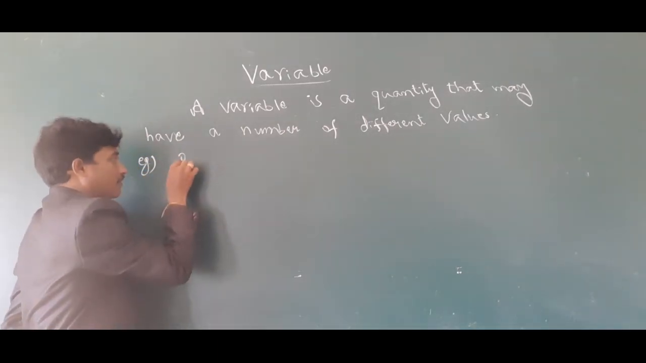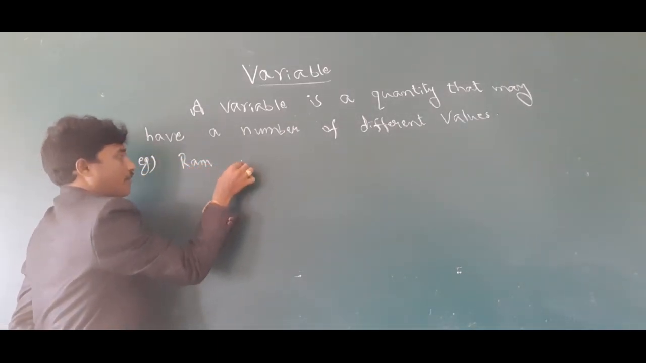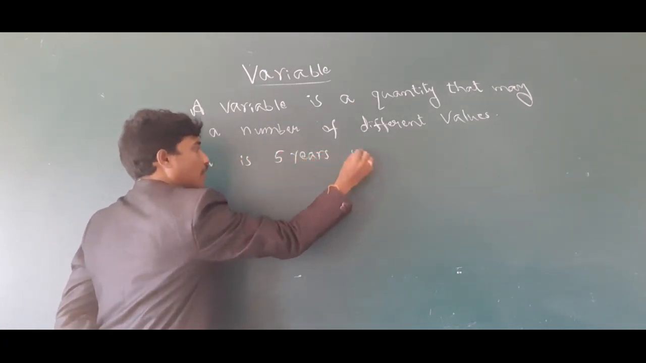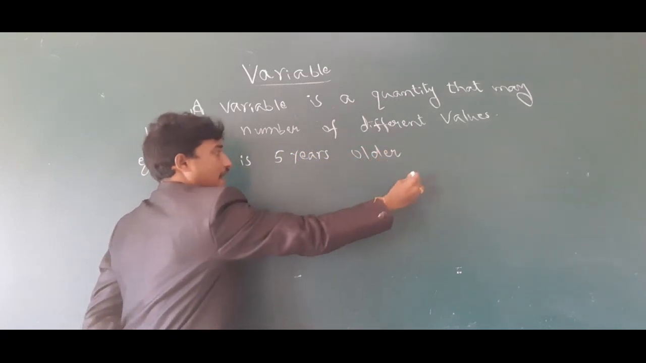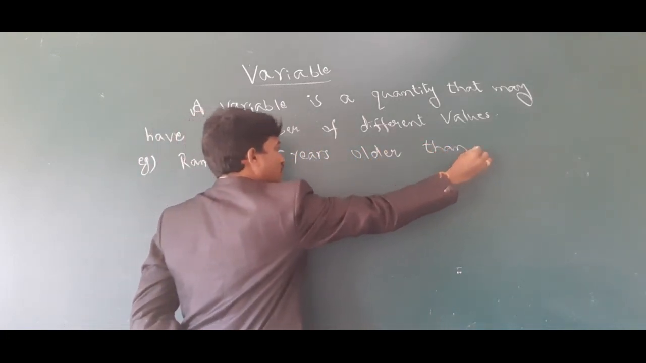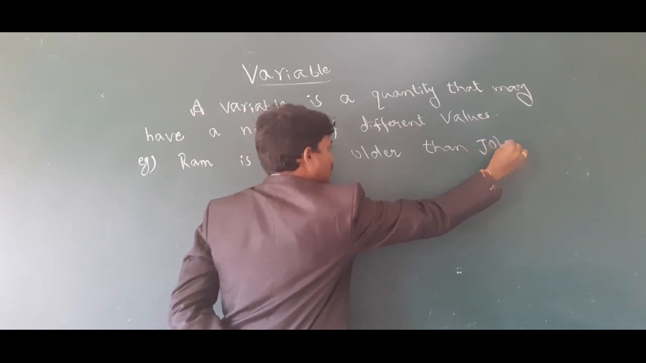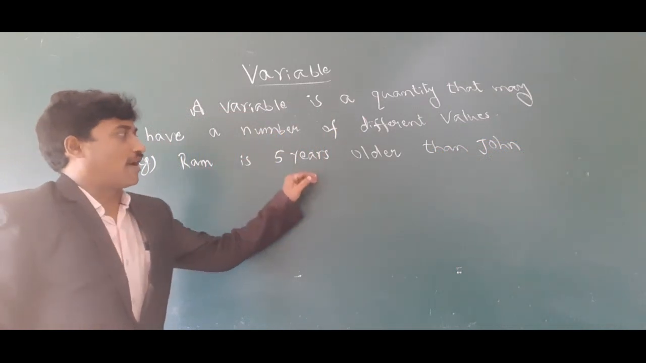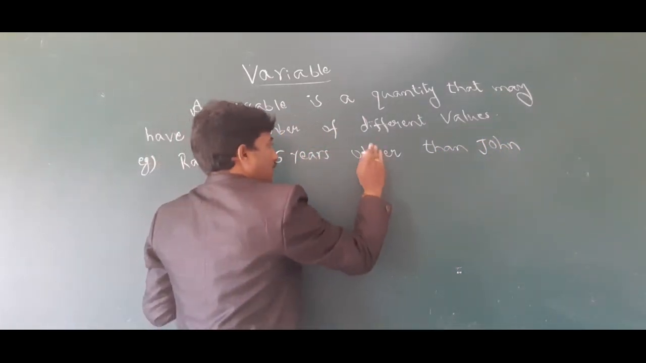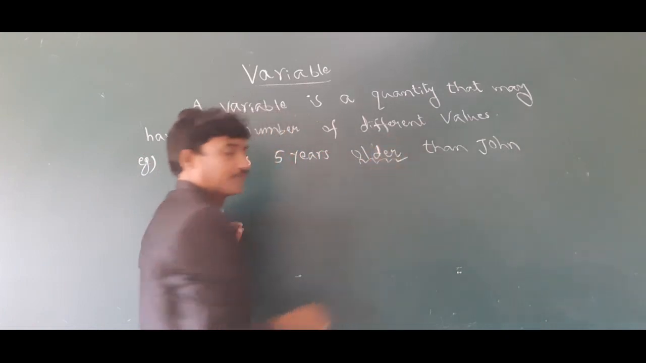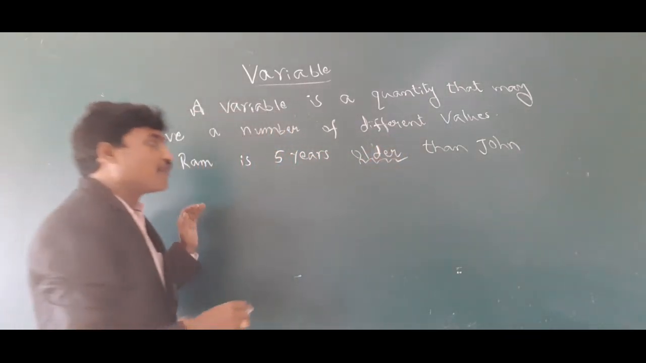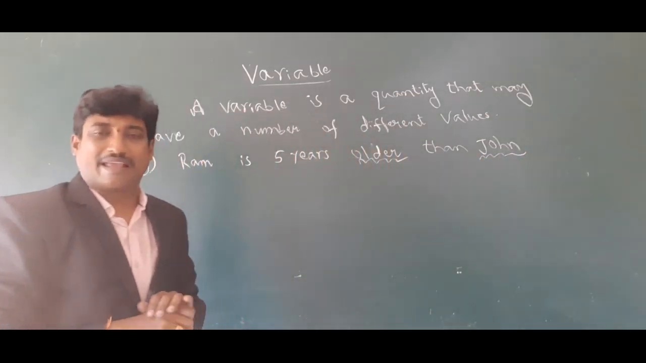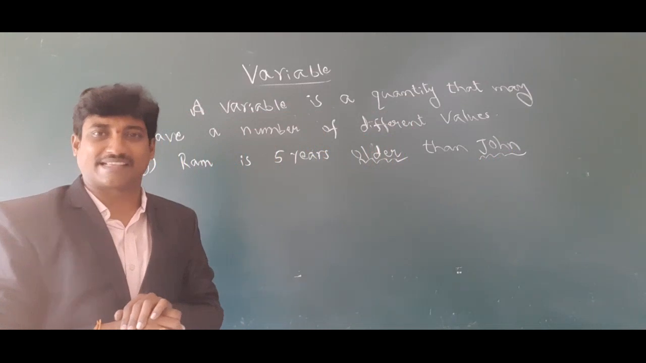Ram is 5 years older than John. Ram is 5 years older than John. We don't know the age of John.